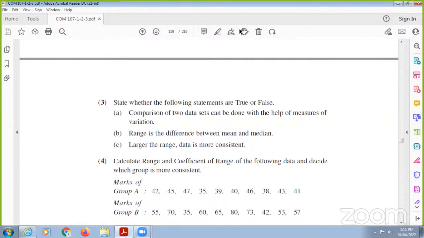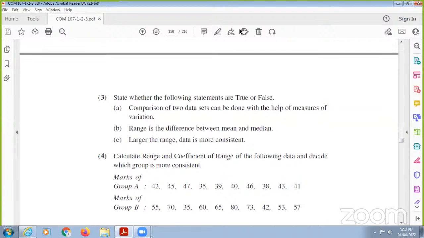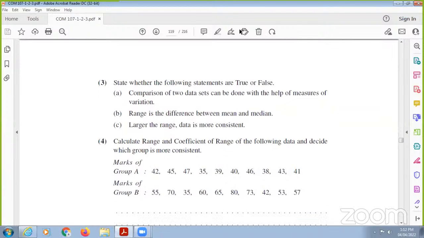Now you have to find the coefficient of range. The formula is H minus L upon H plus L. That means 46 minus 35 upon 46 plus 35, that is 11 upon 81. The answer will be 0.1358. This is the coefficient of range for group A.